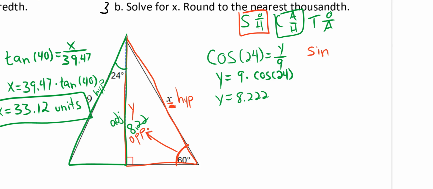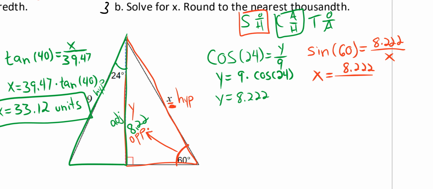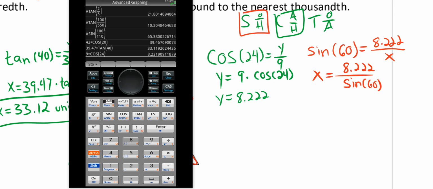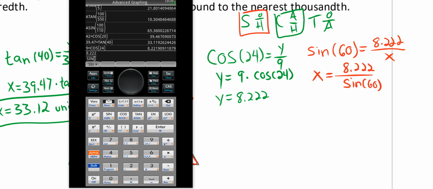So we're going to say the sine of our angle, 60 degrees, is equal to the opposite side, 8.222, divided by the hypotenuse, x. So now when the variable's on the bottom, we said that you have to divide by the trig function. So we're going to say x is equal to 8.222 divided by the sine of 60. Now, all we have to do is put that in our calculators, and we'll get a final answer for x. So we're going to do 8.222 divided by the sine of 60.